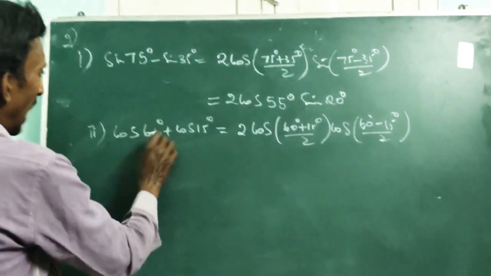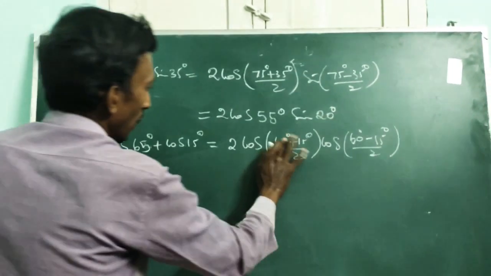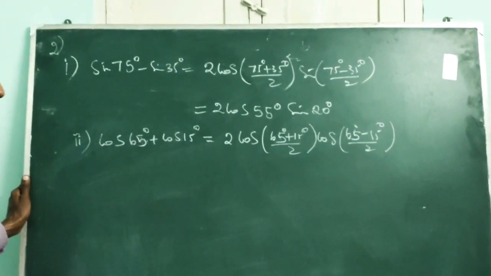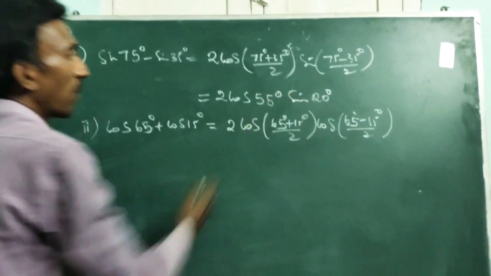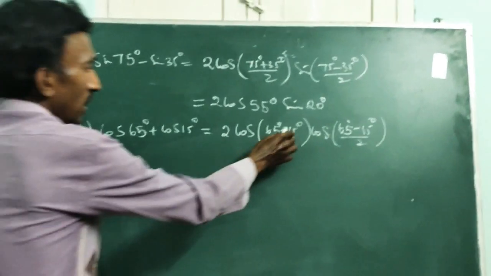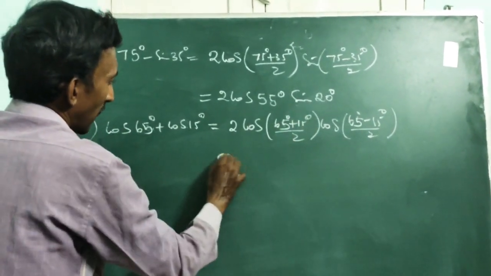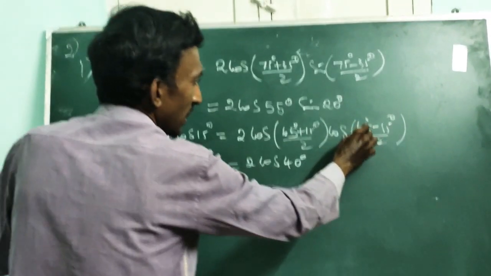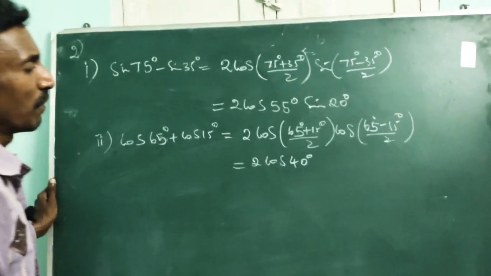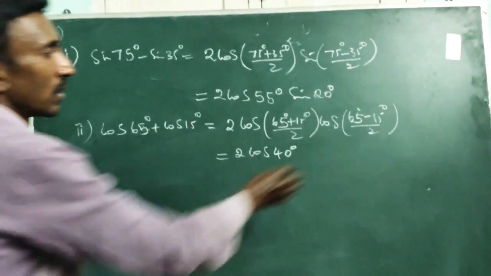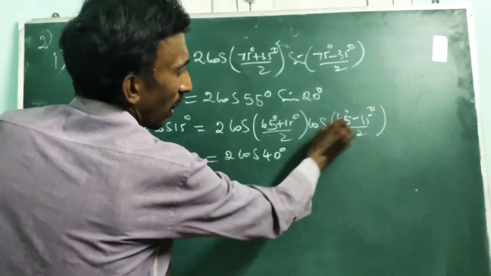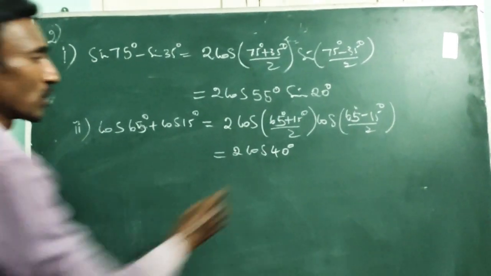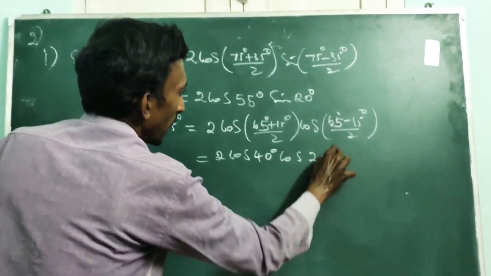Sorry my dear student, it is not 60, it is 65. Okay, change it, 65 degree. So 65 plus 15, 80, 80 by 2, 40. So 2 cos 40 degree. It is 65 minus 15, what is that? I think 50 by 2, it is cos 25 degree.